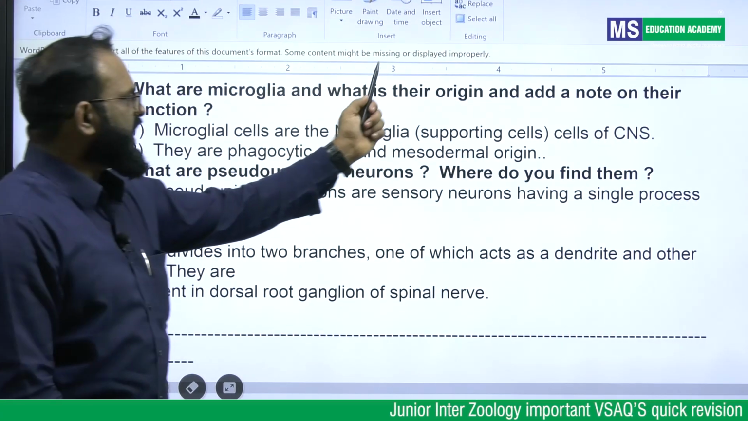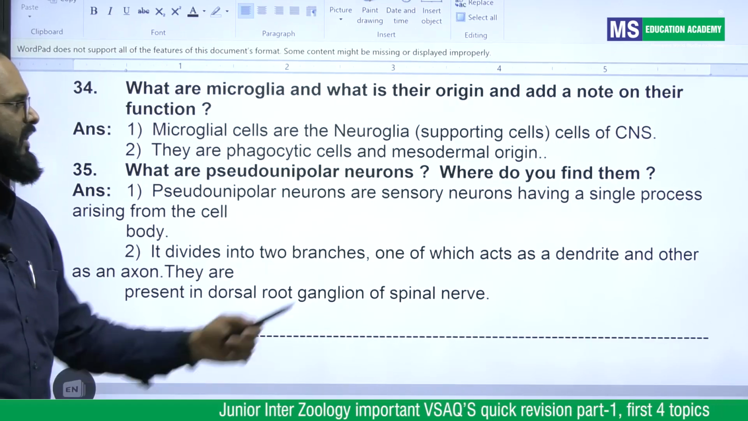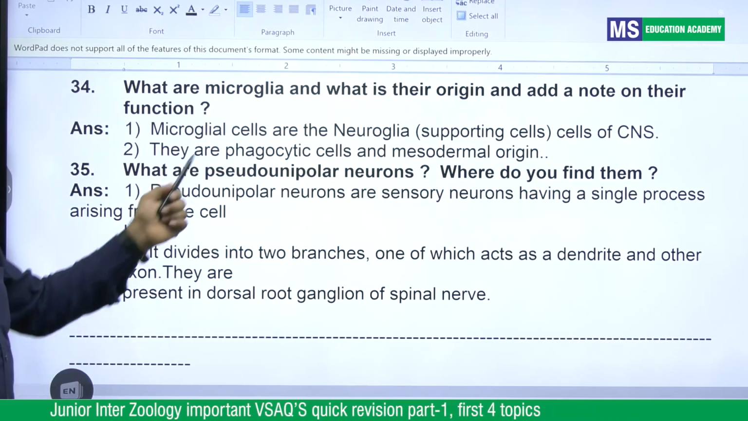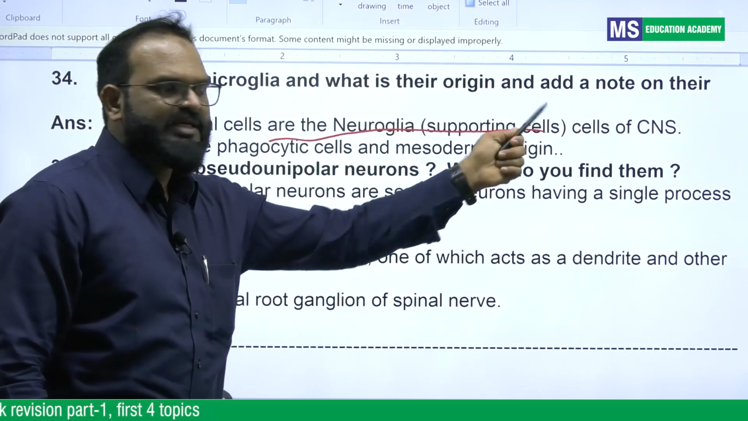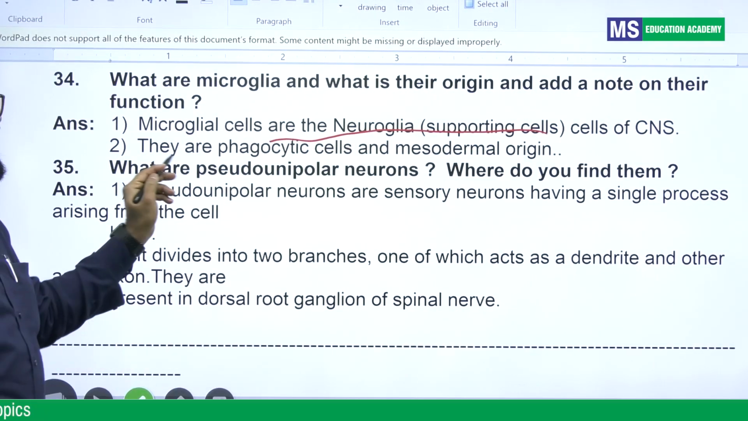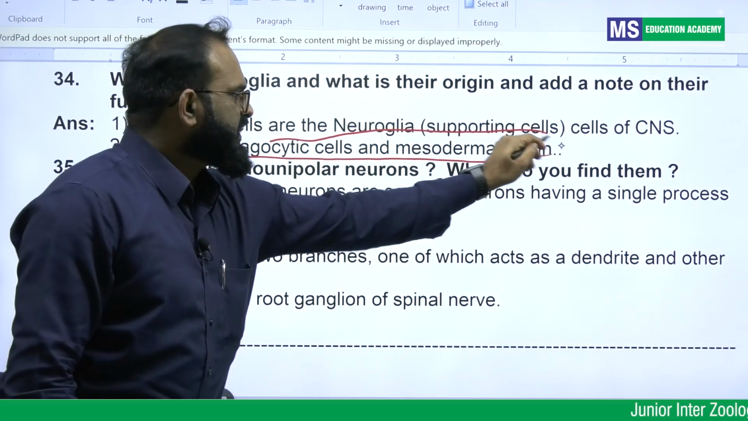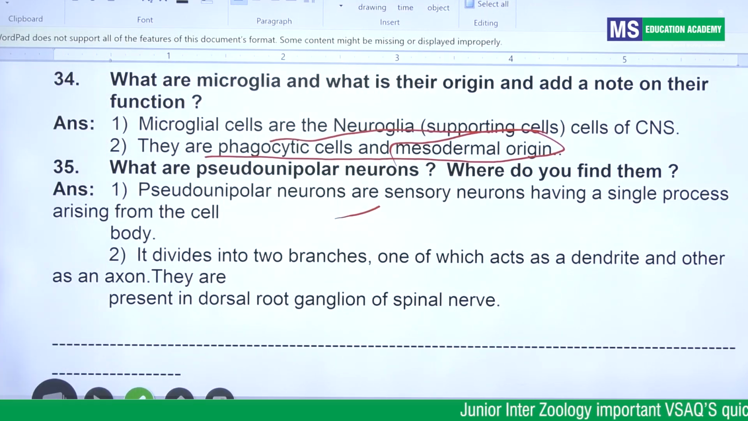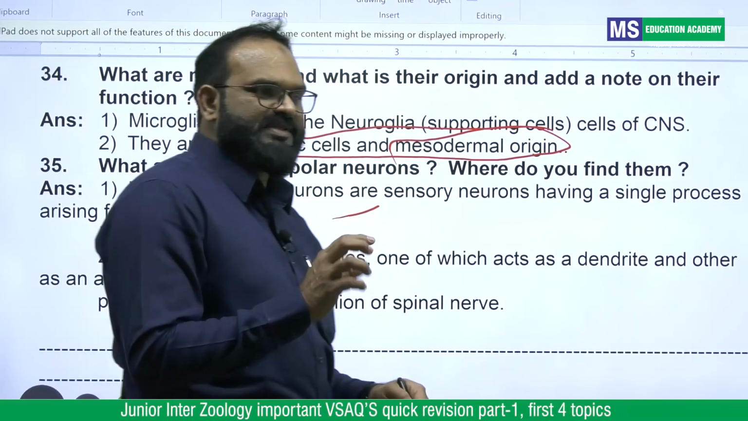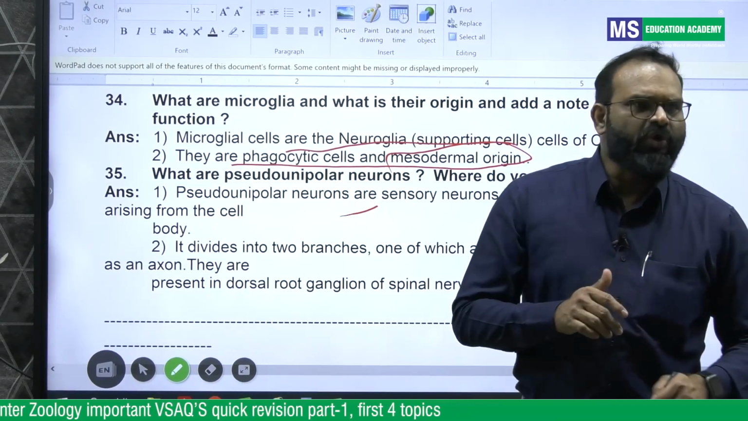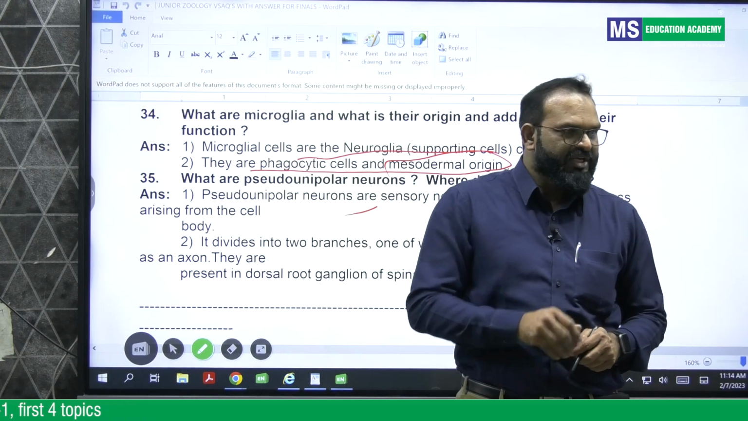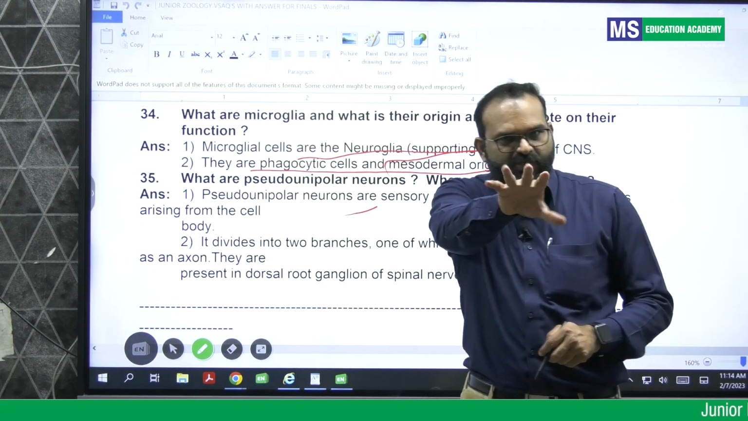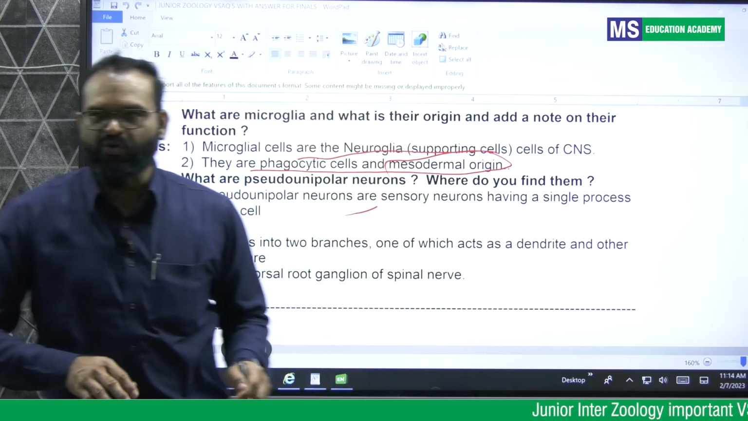What are microglia and what is their origin? And add a note on their function. Microglia are neuroglial cells of CNS. They are phagocytic cells. These are mesodermal in origin. Students, in the total nervous system, neurons are ectodermal in origin and neuroglial cells are ectodermal in origin. Exceptions, even this is useful for NEET students, except microglia.